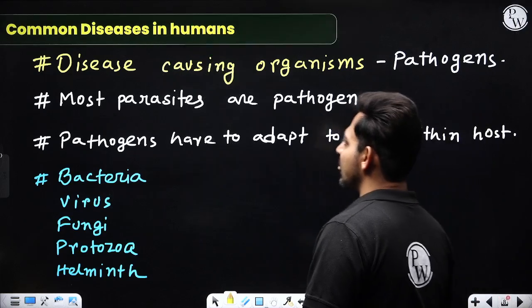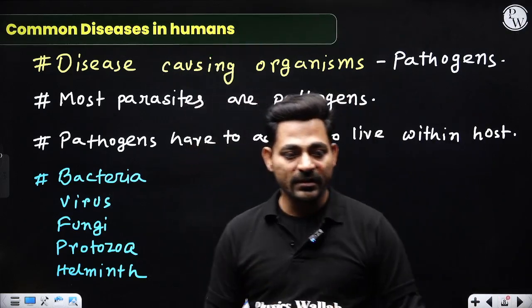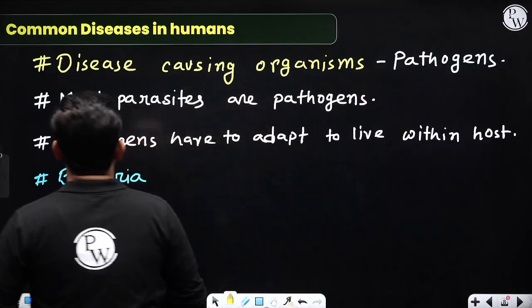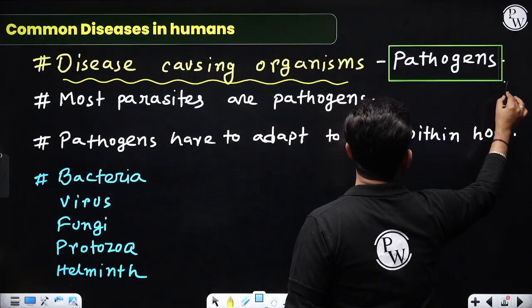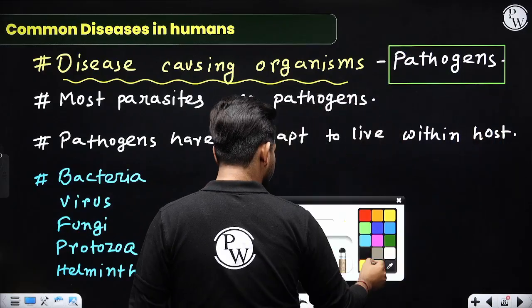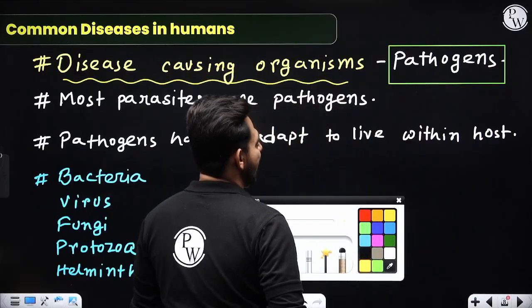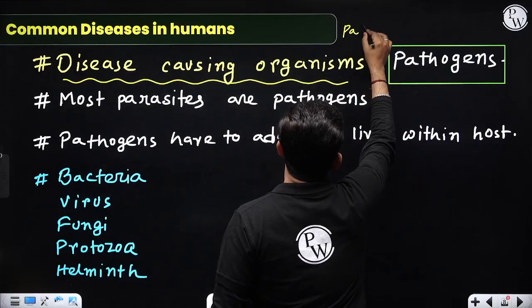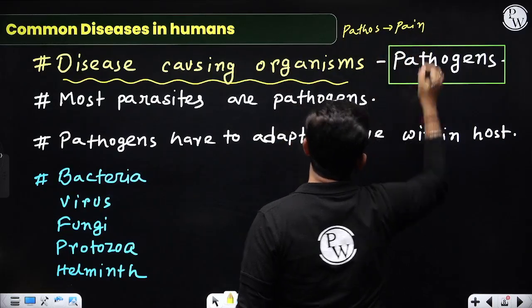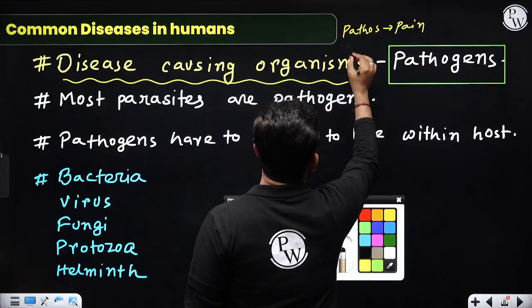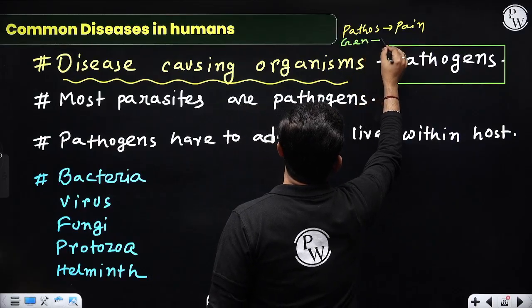Now let's talk about some common diseases. Disease causing organisms are called pathogens. Now how did we get this term pathogen? See, pathos means pain and gen means agents.